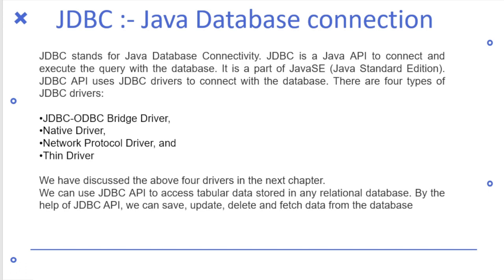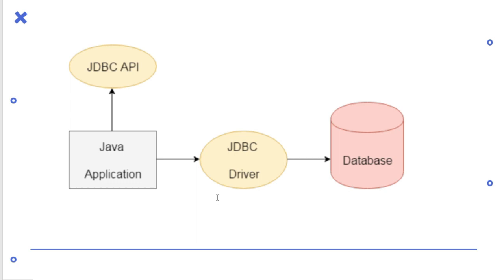It is a part of Java SE, Java Standard Edition. The JDBC API uses JDBC drivers to connect with the database. The driver we are using currently is the thin driver, because we are using Oracle thin as our database. So let us see what we can do with this database. We can use the JDBC API to access tabular data stored in a relational database. With the help of the JDBC API, we can save, delete, update, and fetch data from the database. So it's basically the JDBC API that connects the JDBC driver and creates a Java application. So that's it about JDBC.